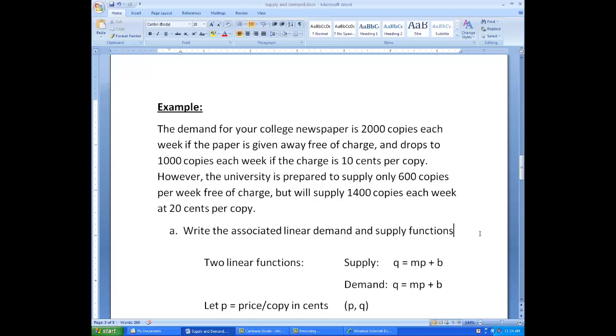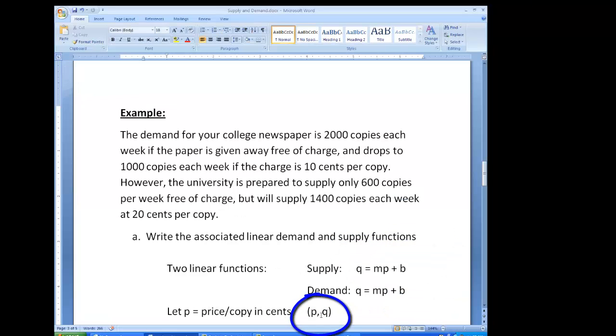Okay, so our two functions are going to be supply and demand. They're both linear, and so we're thinking they're going to look like y equals mx plus b. But since we're using the variables p and q instead of x and y, the equation's going to look like q equals mp plus b. The ordered pairs look like p comma q because p is like our x and q is like our y.